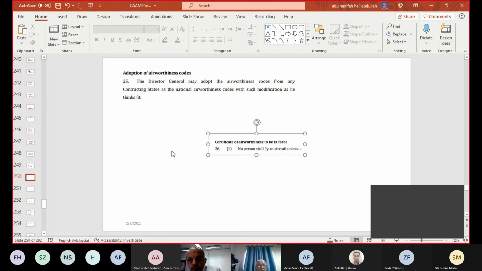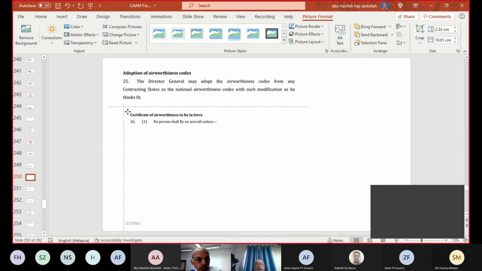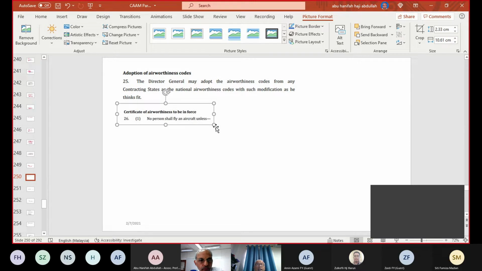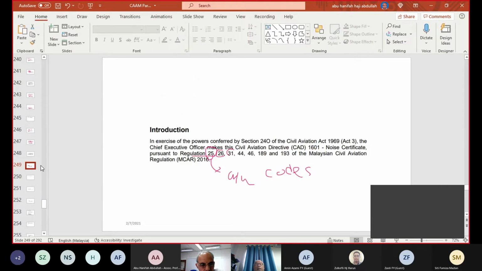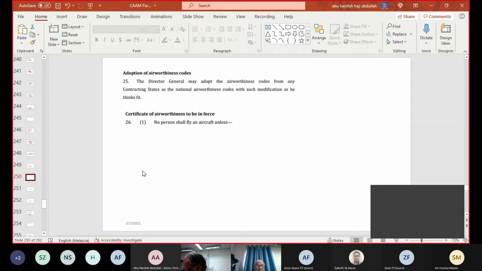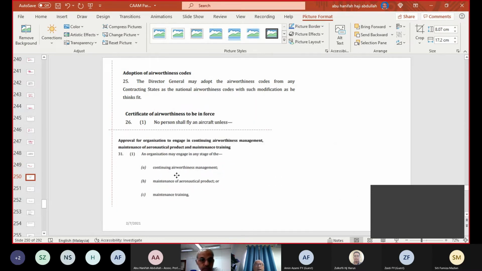Just briefly look at what this CAD relates to. This CAD regarding noise relates to what? 25, 26, 31, 44. What is 31? CAMO, MRO, CAAM, and ATO. Okay, this is 31. CAMO, MRO, ATO.